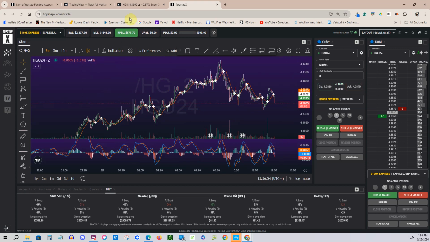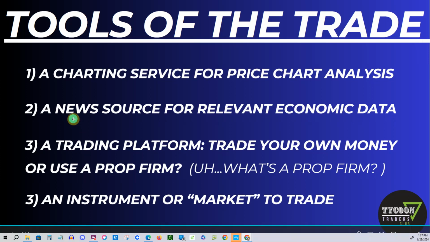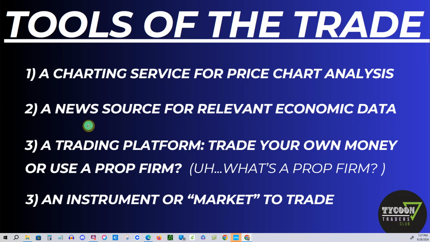You need TradingView. You need to get used to looking at these news sources. You need Financial Juice or Market Watch in order to see when economic data releases are coming out. You need a trading platform. You can trade your own money if you want to lose it all and lose your own money. I recommend using a prop firm. I'm a funded trader with Top Step, and that's what I recommend. Get on there, sign up for an account.